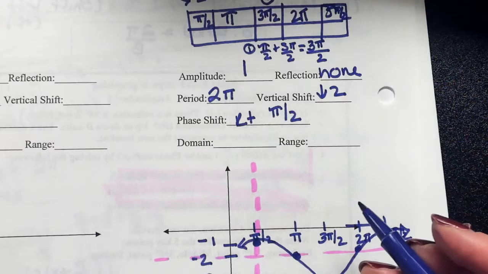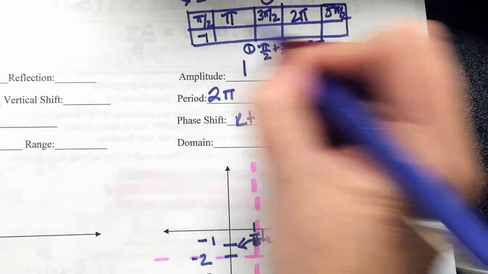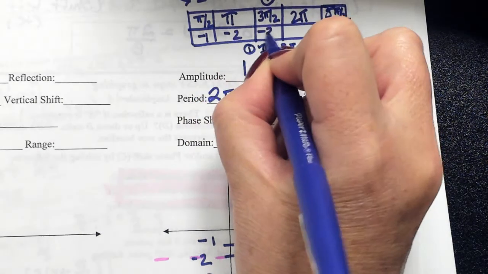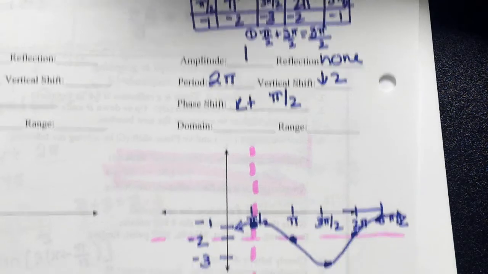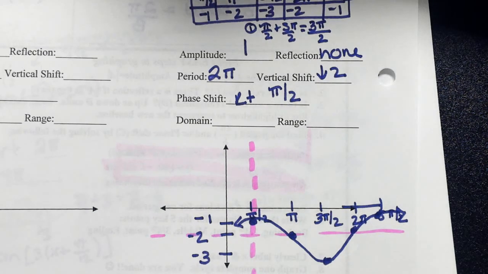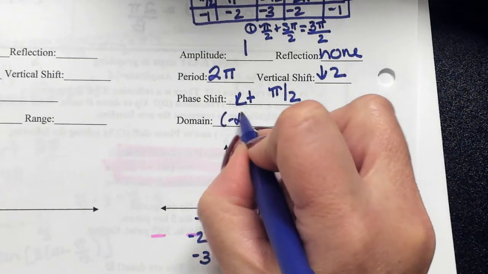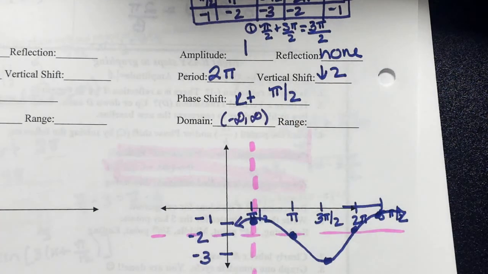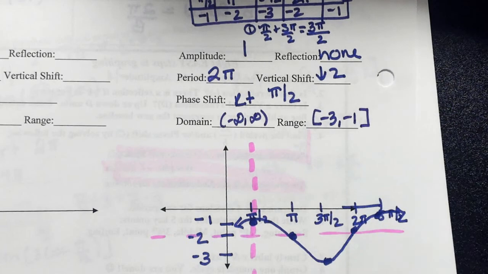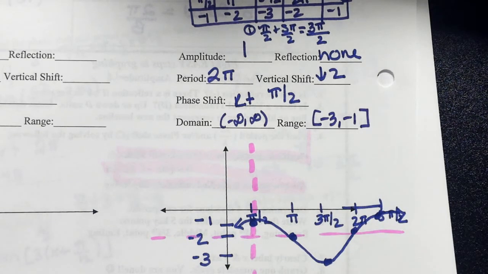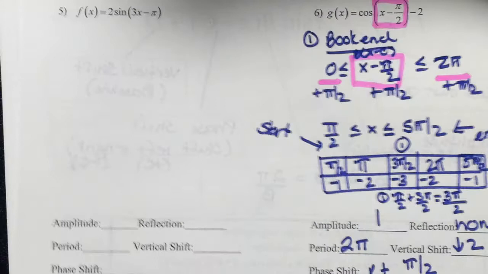So getting your chart, it goes pi over 2, negative 1; pi, negative 2; 3 pi over 2, negative 3; 2 pi, negative 2; 5 pi over 2, negative 1. What's the domain of this function? All real numbers. Range is going to be what? Negative 3 to negative 1. Okay? So any questions on how we handle the phase shift? All right, let's go back and take a look at number 5.